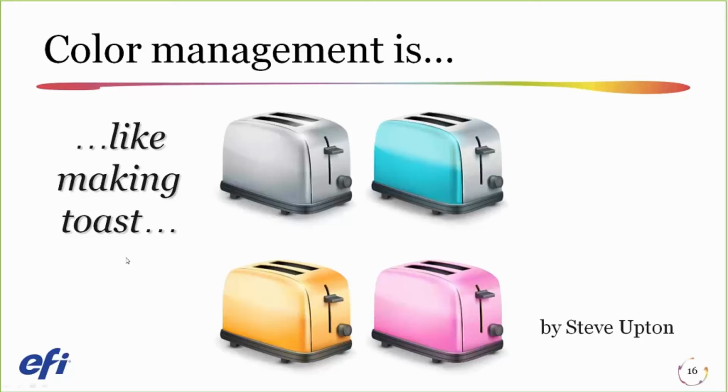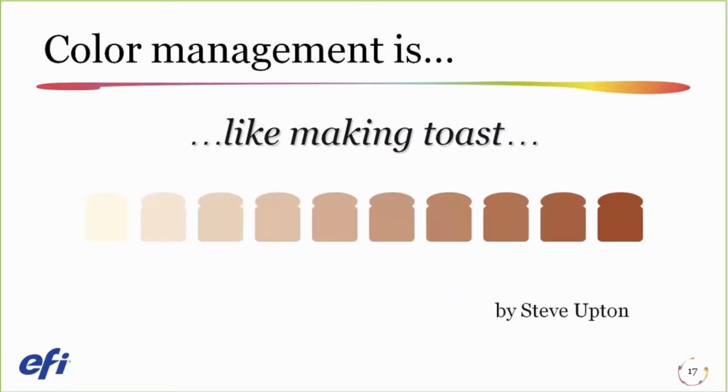To simplify things, I'd like to call upon an idea that a friend of mine, Steve Upton from Chroma, came up with, and that is color management is like making toast. Well, what do we mean by this? Well, imagine you have a toaster. You have a toaster with a knob on it that goes from 1 to 10, and you toast 10 slices of bread on that toaster.